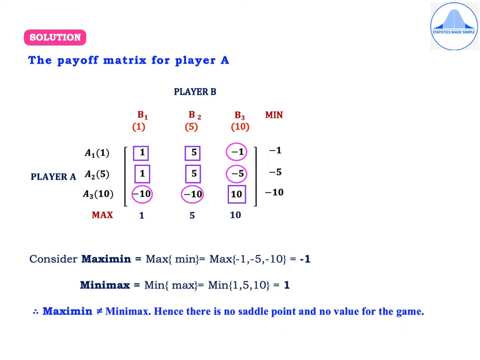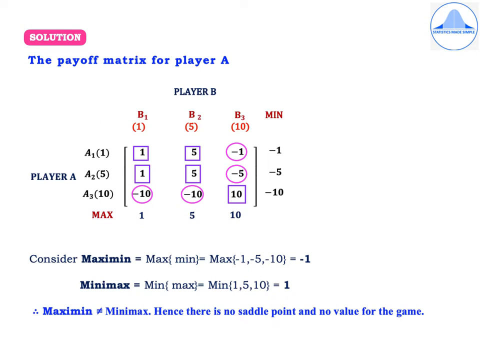So corresponding to player A, you have A1, and within brackets you can write the amount, which is 1 rupee. Then you have A2, and the amount is 5 rupees, and A3 is 10 rupees. Similarly, for player B, B1 will be 1 rupee, B2 will be 5 rupees, and B3 is 10 rupees.